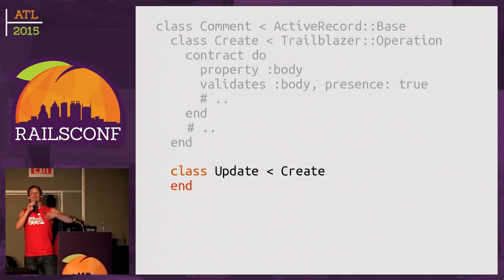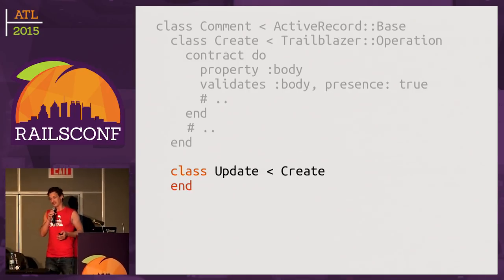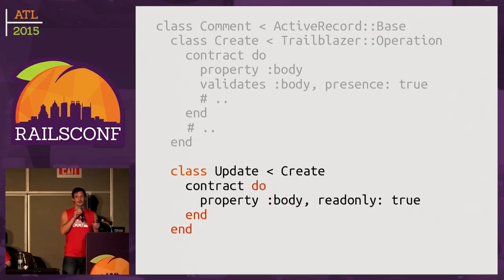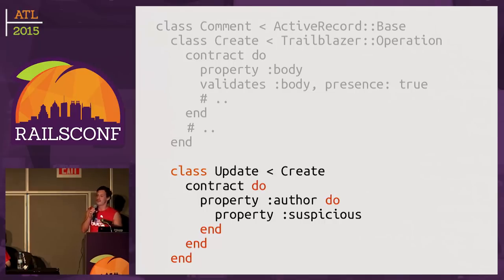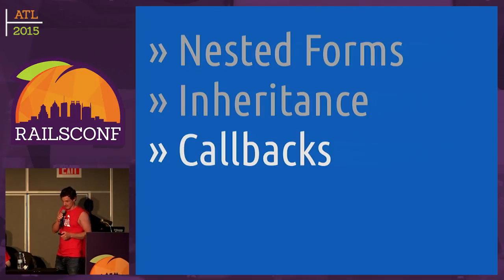In Trailblazer, operations can inherit from other operations, and you inherit the contract, you inherit the representer, all that kind of stuff is cleanly inherited into the subclasses. And Trailblazer makes it really easy to override specific aspects of the inherited stuff. You can override properties in the contract, or override nested attributes in the contract, you can override configuration from the representer, you can override your business logic. It's just using plain Ruby inheritance.